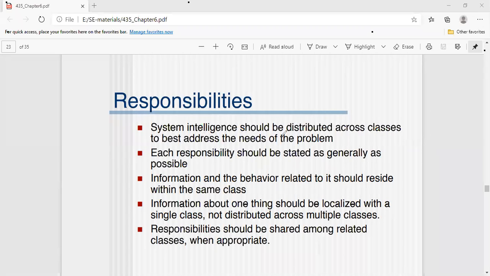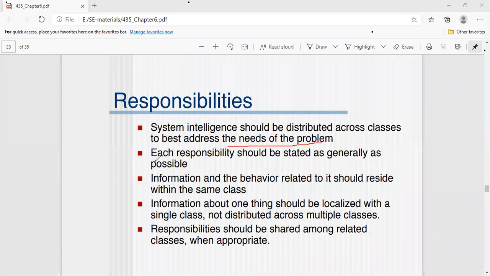Okay, system intelligence should be distributed across classes to best address the needs of the problem. How is it going to address it? Okay, now the work should be distributed in a responsible manner, to fulfill the needs of a project or to address the problems, isn't it? So that is the first point.